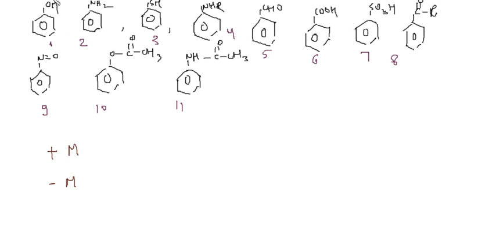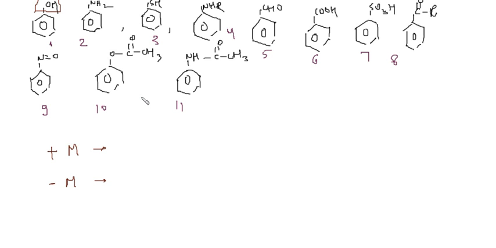Okay, we only talk about the group attached directly to the conjugated benzene ring, which we call mesomeric effect. We have seen p-pi bonding previously. What does mesomeric effect mean? It is when resonance is done by a group, then it is known as mesomeric effect.